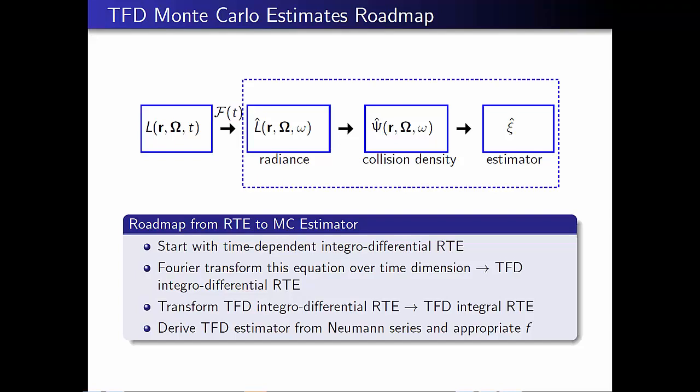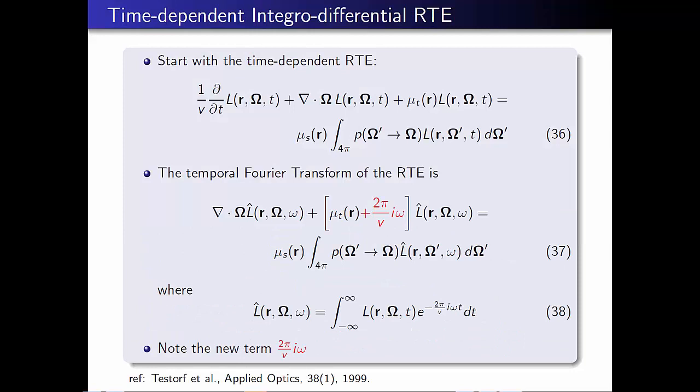Again, we follow this roadmap, except we're going to use the time-dependent RTE. We're going to Fourier transform that with respect to time, change that to an integral RTE, and then have an estimator. So here's the time-dependent RTE, and a Fourier transform of that with respect to time gives you this equation. It's very similar to the regular RTE, except you have this extra term here and a Fourier transformed radiance term. This was done by Testorf back in '99.